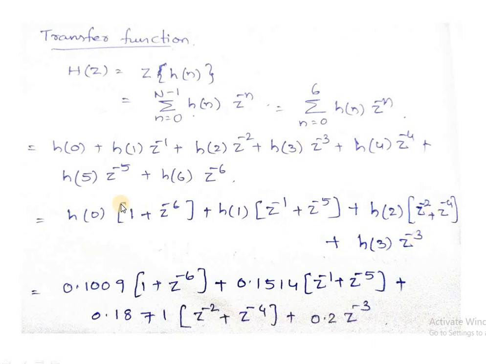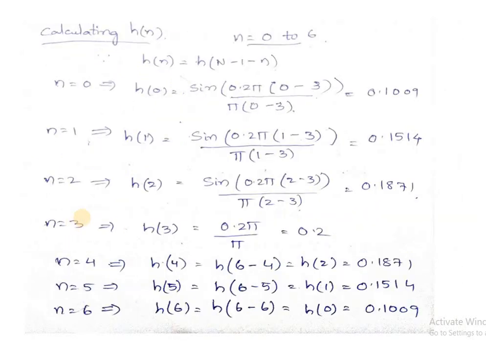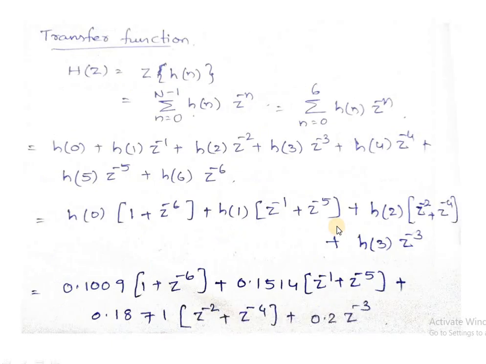Once this equation is formed, I just substitute the values of h of 0, h of 1, h of 2, h of 3 from the last calculations that we have done, in order to get my transfer function. Since this purely represents a causal transfer function, there is no need to multiply with z power minus (n minus 1) by 2 here.